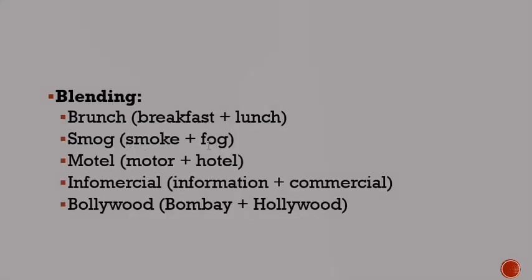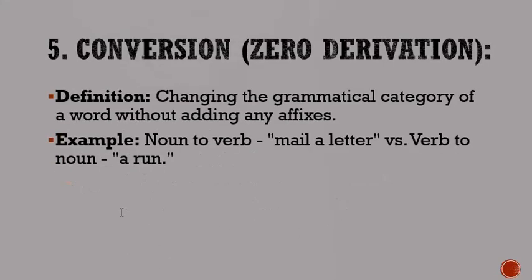See, smoke and fog, you combine it together and you get the word smog. It's not smoke fog, right? It's smog. And then motor and hotel, and you get the word motel. And information and commercial, you combine parts of these words together to get the word infomercial. And Bombay and Hollywood, you combine parts of these together to get the word Bollywood.